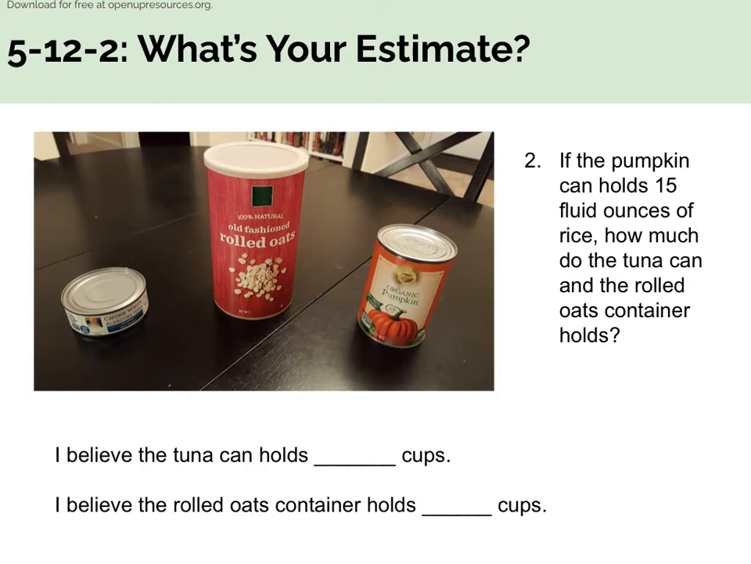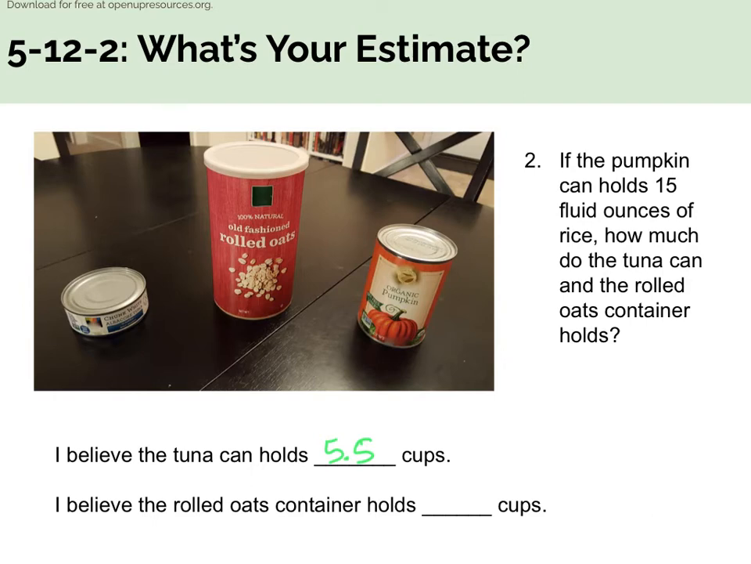okay, 15 divided by 2, that's about 7.5. I don't think it's going to be half. I think it's going to actually be smaller than that. So I think it's going to be probably around, let's change the color, about 5.5 cups. So if you had something around there, that totally works.